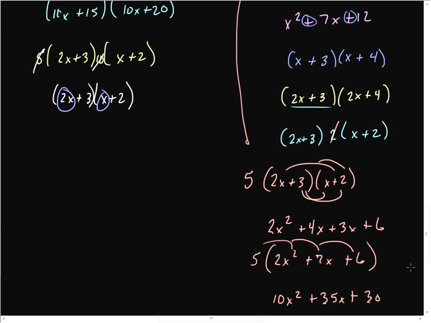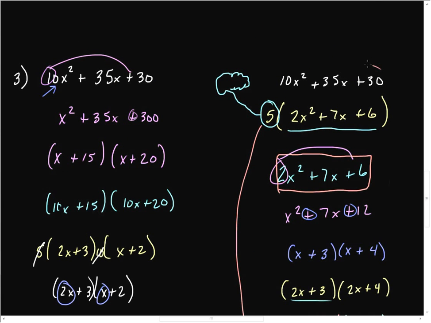So remember, if you're using this method, and any method for that matter, always factor out the greatest common factor first. Always. Before you do anything else, that is the first thing you do. When you do that, then you can start to factor.